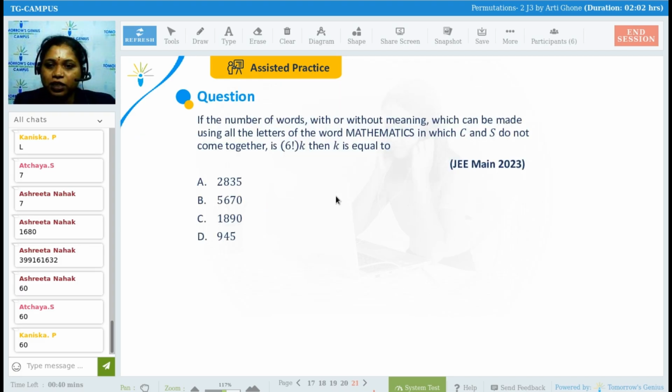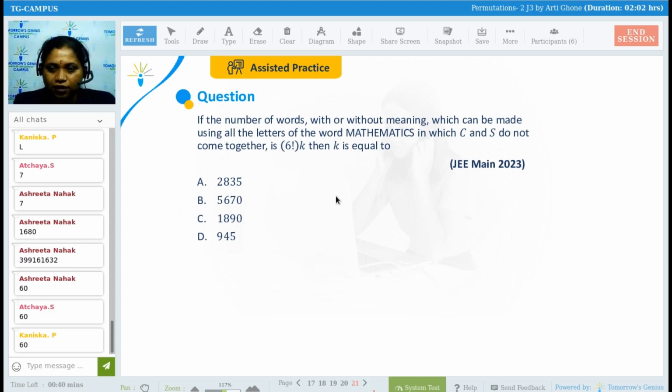Now, the number of words, with or without meaning, that is not a concern, made using the letters of the word MATHEMATICS in which C and S do not come together. So what is the do not come together case? First the come together case is calculated. All cases are calculated. Come together is subtracted from all cases. Clear? So just make C and S as one unit.